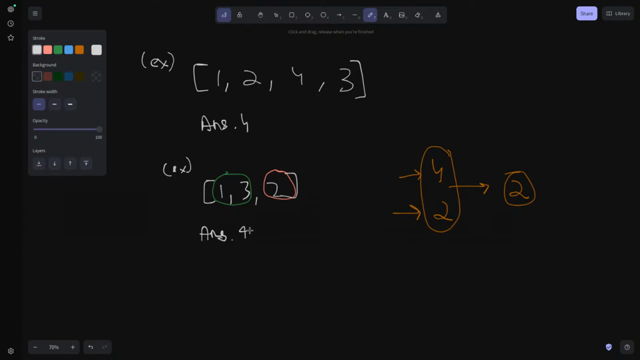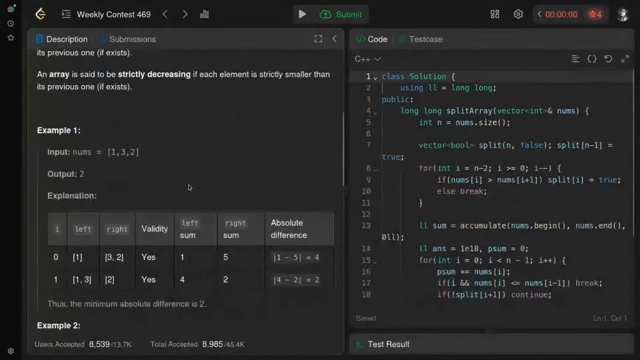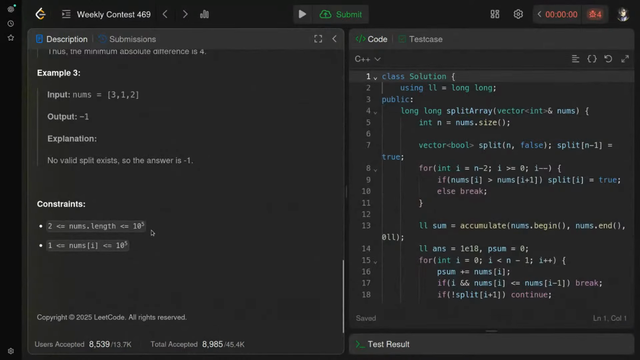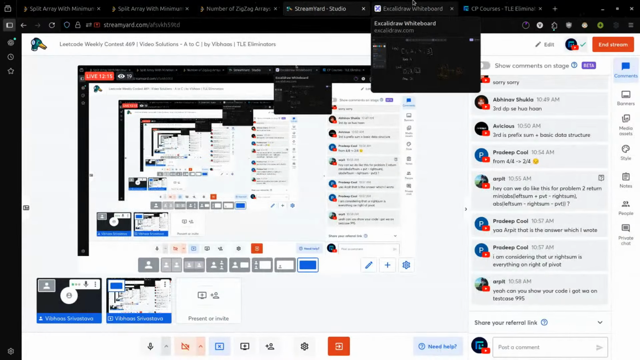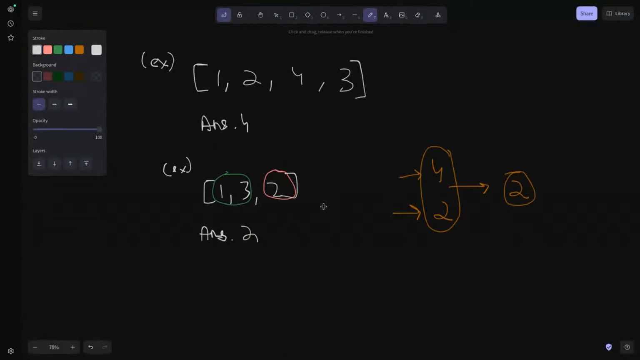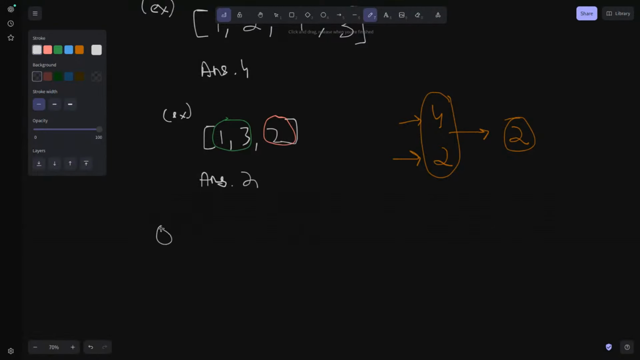So let's have a look at the constraints. N goes up to 10 power 5. Each number also goes up to 10 power 5. So we know that we need some kind of big O of n type solution, right? We need some kind of big O of n kind of solution.